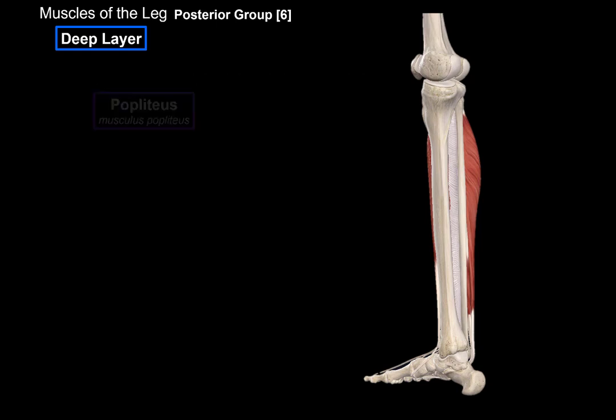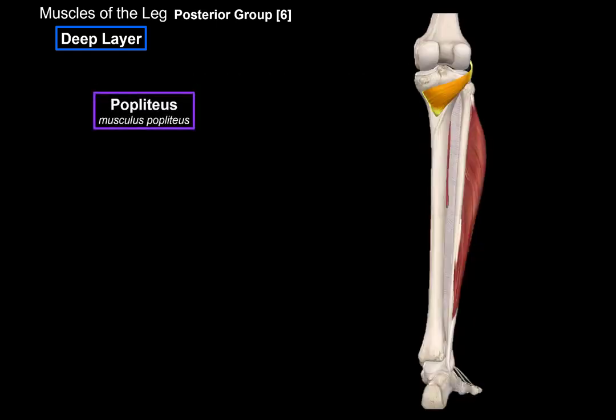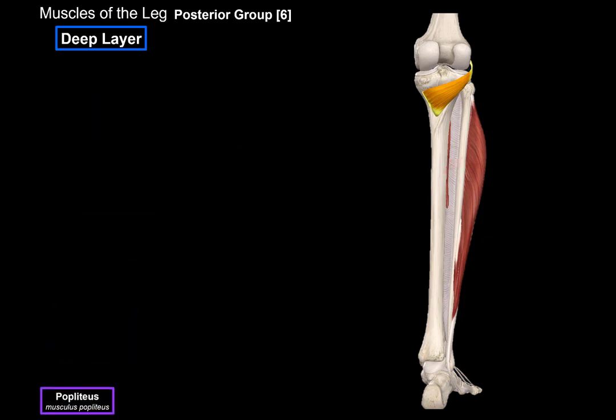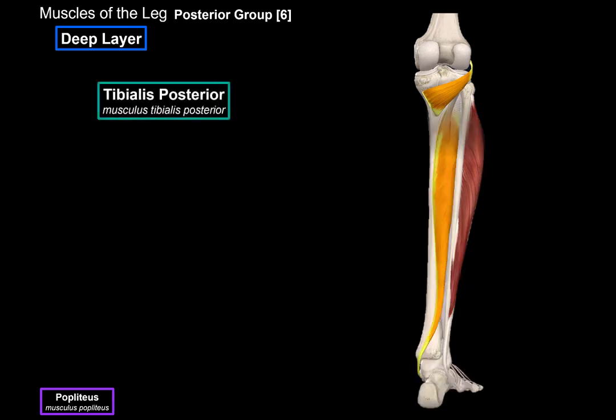The first one is the popliteus muscle, as you see here. It originates from the lateral condyle of the femur, and it inserts at the posterior surface of the tibia above the soleal line, as you see here. So when it contracts, it causes flexion and internal rotation of the leg. So that's this one. Then there's the tibialis posterior, this one.